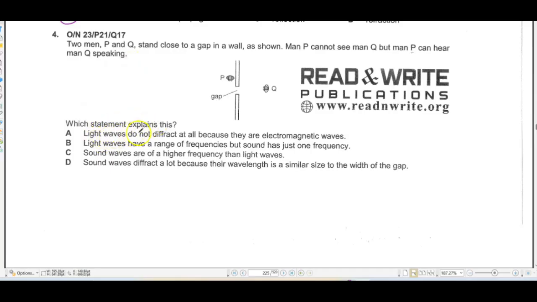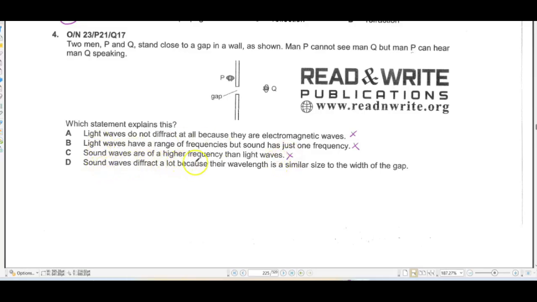Light waves do not diffract at all because they are electromagnetic waves. No, that is not correct. Light waves have a range of frequencies, but sound waves have just one frequency. No, this is not correct. Sound waves are of higher frequency than light waves. No, this is also not correct.